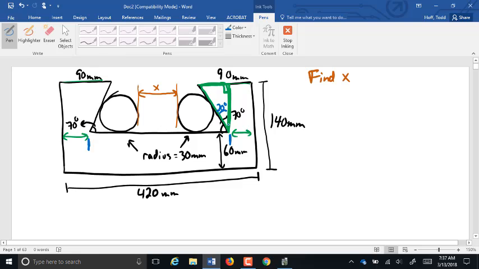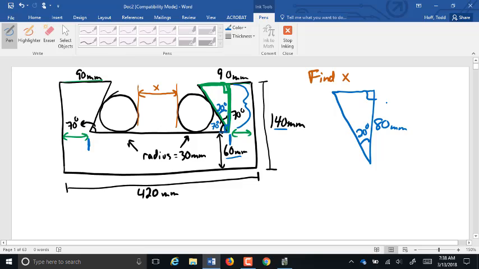How do we know it? Well, because this is a right angle here, this vertical to horizontal, and we know this angle was 70 degrees, so 90 minus 70 gave us 20 for there. And we can find this distance here. What's that distance going to be? Yeah, there you go. 140 minus 60 leaves us with 80 millimeters.